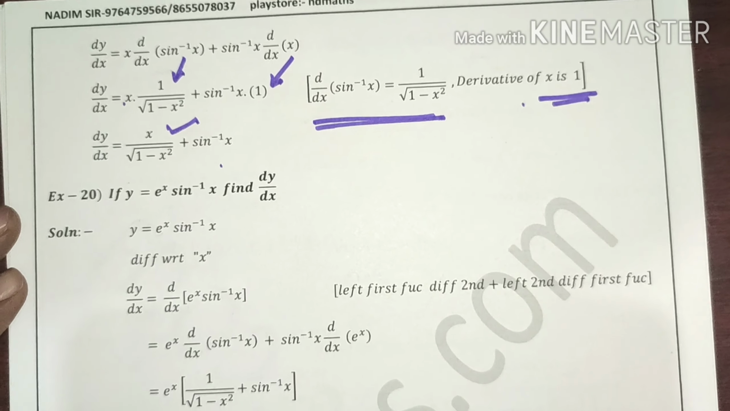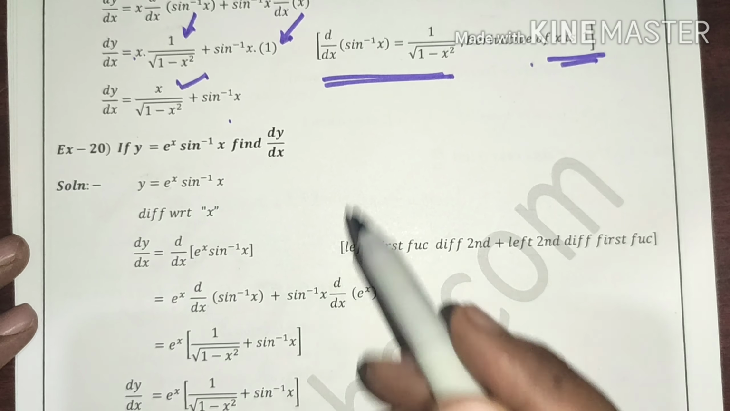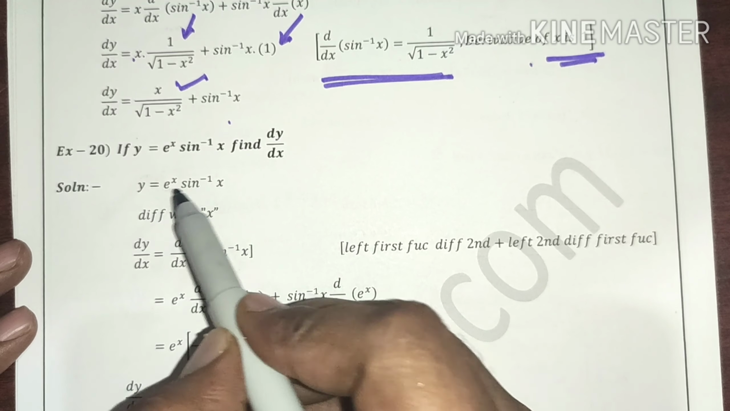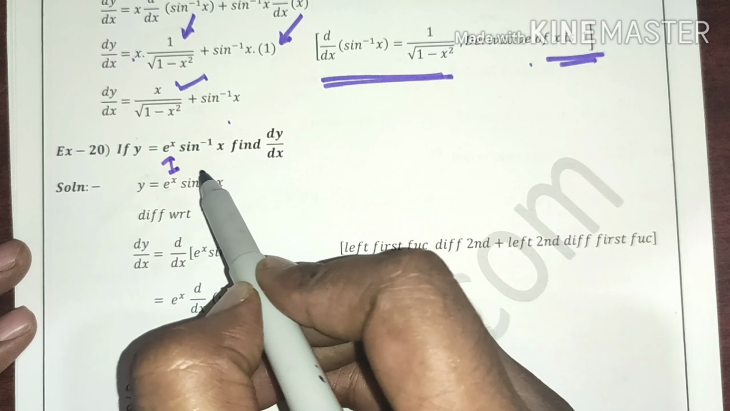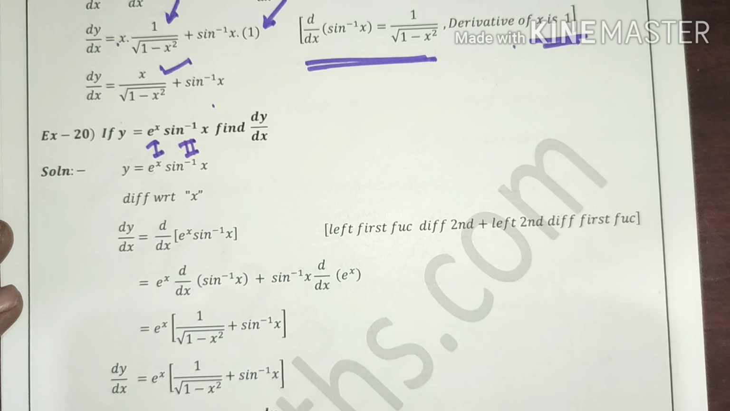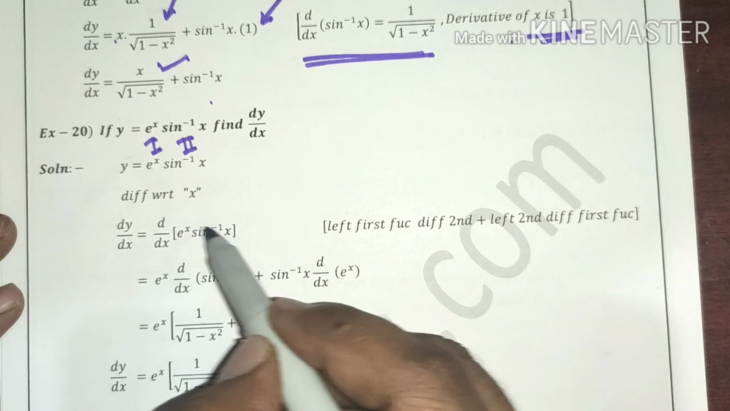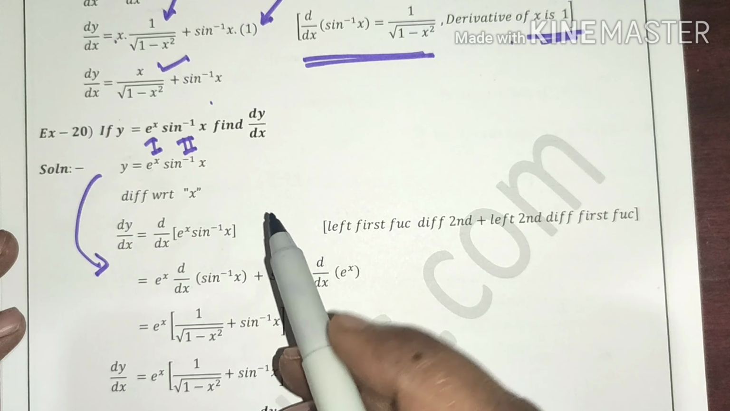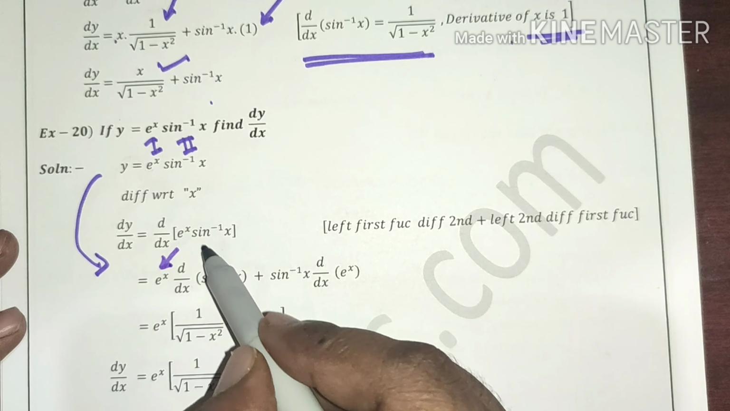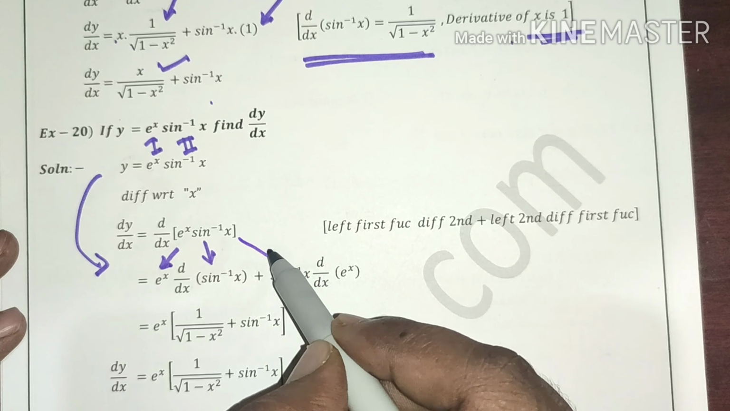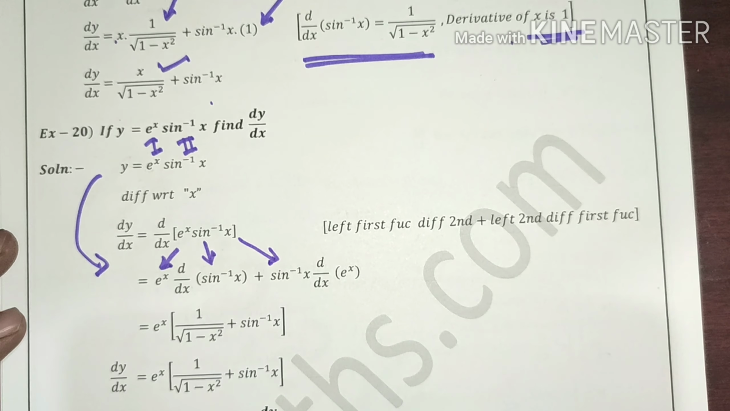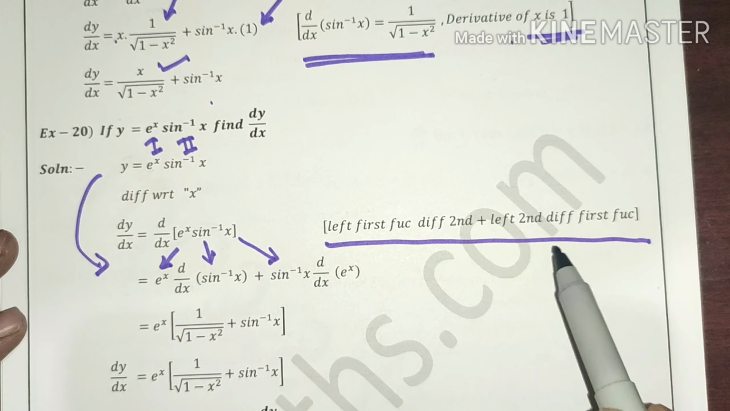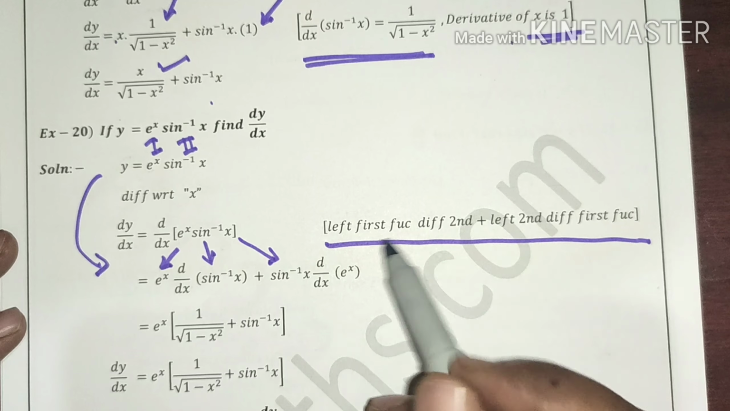Now finish this example. See another example, number 20. y equal to e raised to x sin inverse x, find dy by dx. So e raised to x is the first function, sin inverse x is the second function. Take the derivative on both sides. We know that the derivative of y is dy by dx of e raised to x sin inverse x. Leave the first function e raised to x, take the derivative of the second. After that, leave the second, take the derivative of the first. This is our multiplication rule: leave the first function, differentiate the second, plus leave the second function, differentiate the first function.